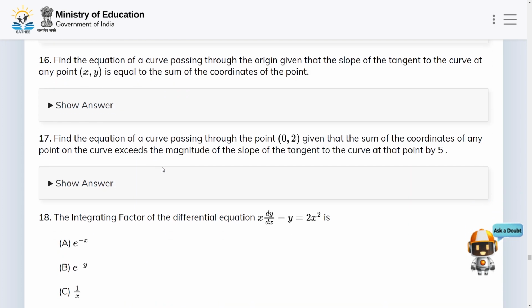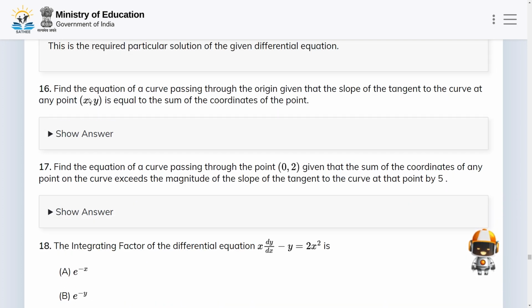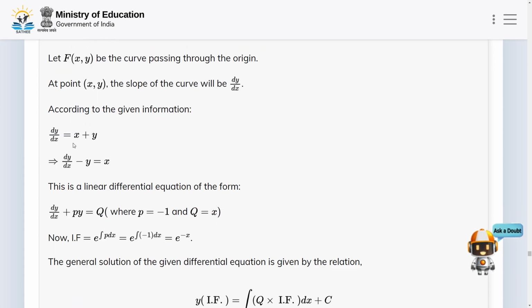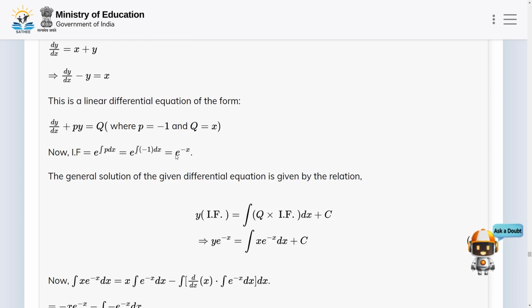Clear? Now 16th problem. 16th problem says that you have to find the equation of the curve passing through the origin, given that the slope of the tangent to the curve at any point is equal to the sum of the coordinates of the point. So dy by dx is already given as the sum of the coordinates, which is x plus y. So this equation can be rewritten as dy by dx minus y is equals to x. This means p will be minus 1, q will be x, integrating factor will be e power minus x.